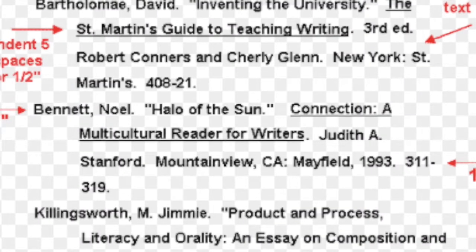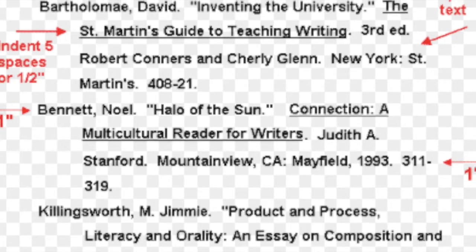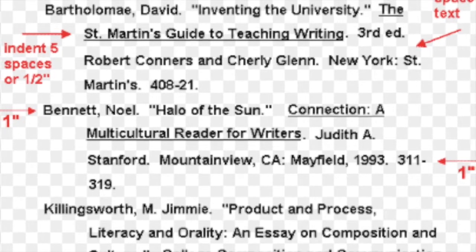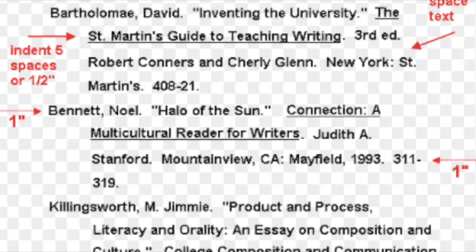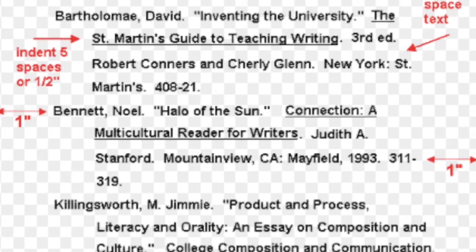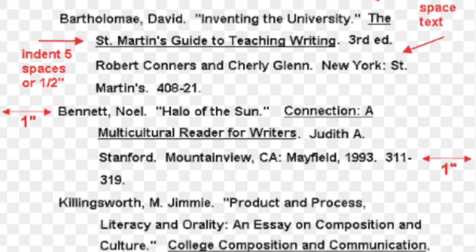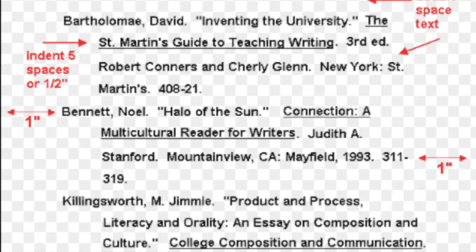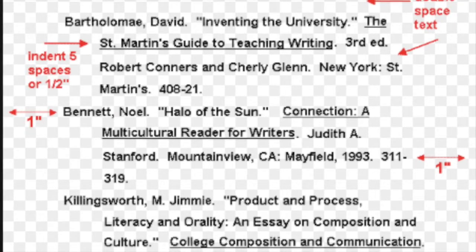A works cited is a document that appears at the end of your research paper. It is used to document the works used throughout the body of your paper, so that readers can refer to these works for further information on a topic, or so readers can check the reliability of the sources used in your paper. All research papers must have a works cited.